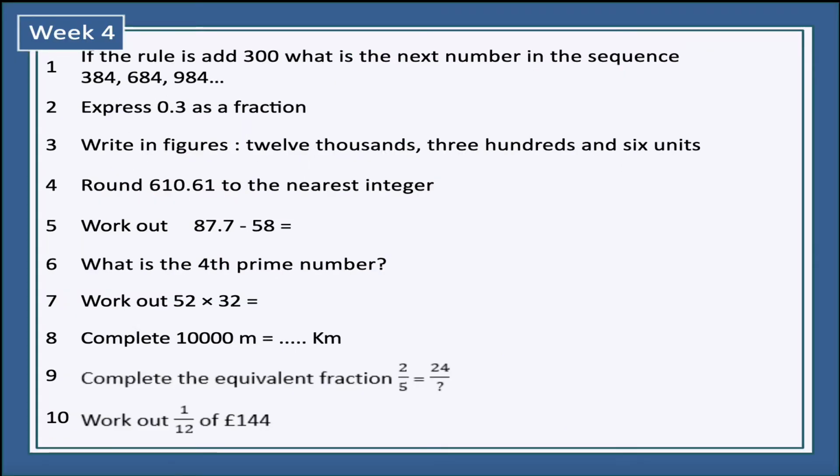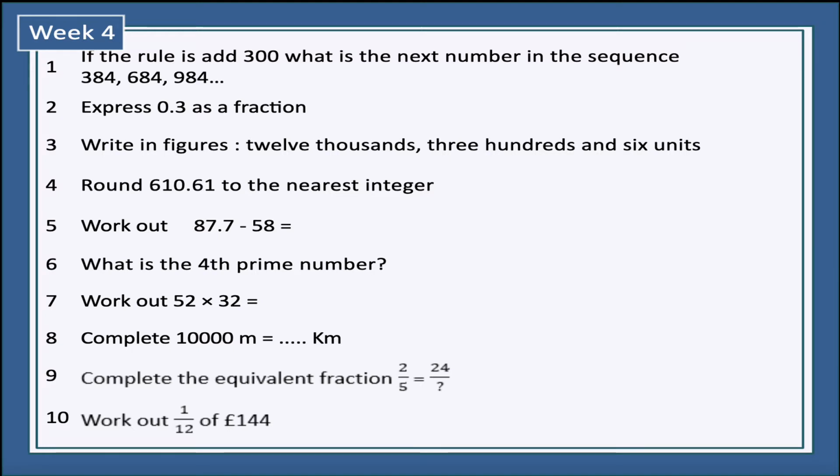Right, guys, this is the next section, guys. So this is aimed at year 5 pupils, actually, so pupils in primary school, but it may also be appropriate for year 4, year 6, year 7 and year 8. Okay, this is question number 1. If the rule is add 300, what is the next number in the sequence?